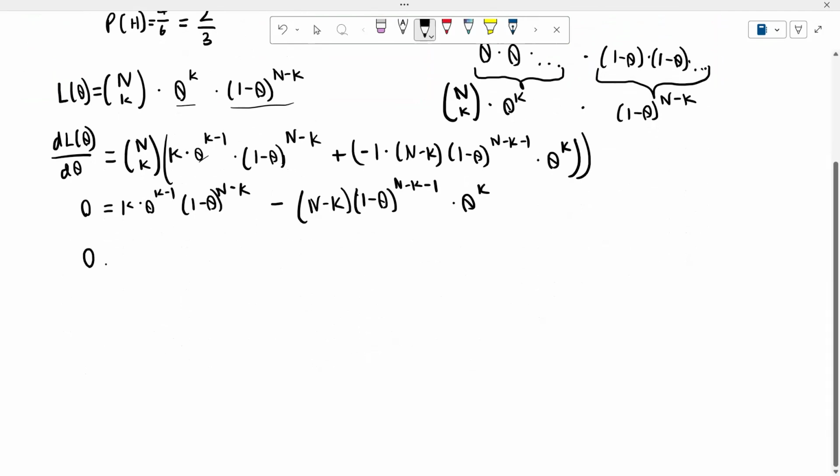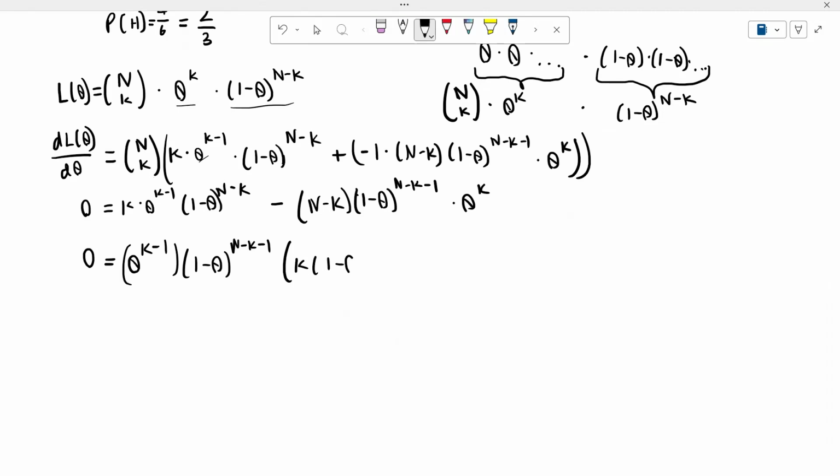So we have 0 equals theta to the k minus 1, and that's going to be multiplied by (1 minus theta) to the n minus k minus 1. And then we can input what we factored it out of. So that would be k times (1 minus theta) minus (n minus k) times theta.